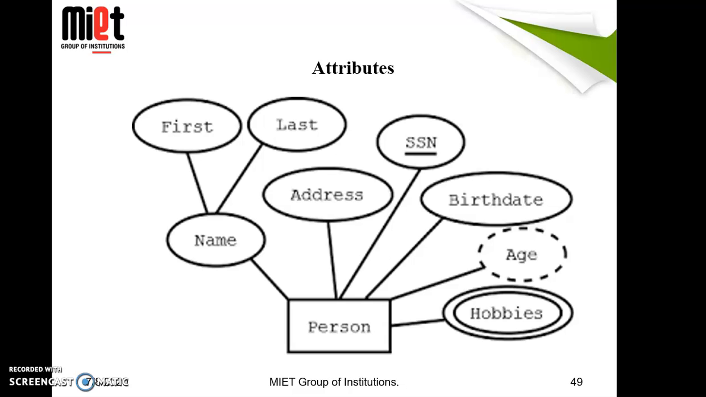So that is a derived attribute. Next is address. Address is a single attribute, so it contains just one address of a person, so it is a single-valued or simple attribute. So this is the example of types of attributes.